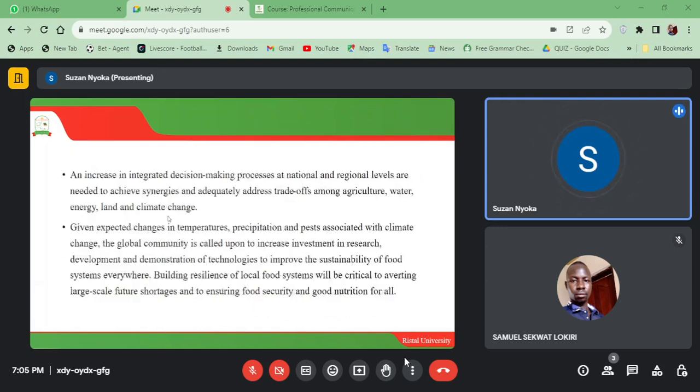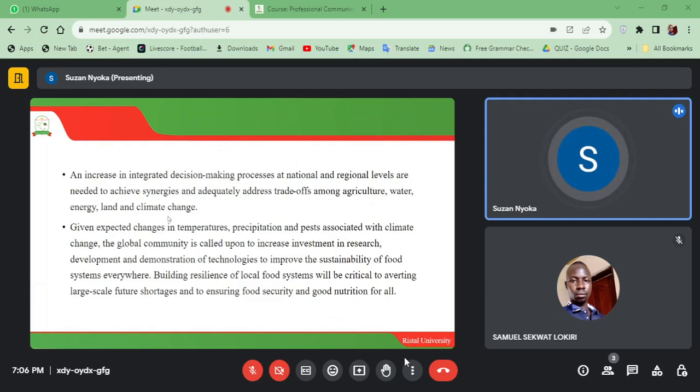The next SDG is an increase in integrated decision-making processes at national and regional levels to achieve synergies and adequately address trade-offs among agriculture, water, energy, land, and climate change. Yeah, there is need to increase integrated decision-making processes.